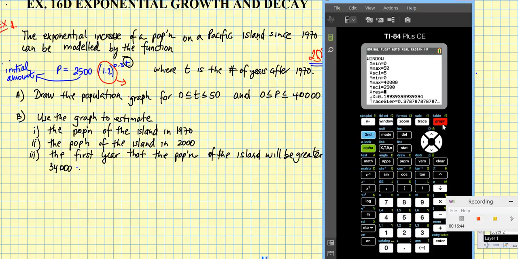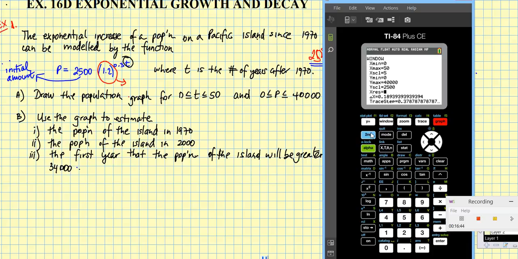Okay, and as you can see, the graph is slowly coming up, all the way up to 40,000. All right, so along the x-axis, we've got the time. Along the y-axis, we've got the population. Now, the question is asking to find the population of the island in 1970. So in 1970, it would be when time is equal to 0.